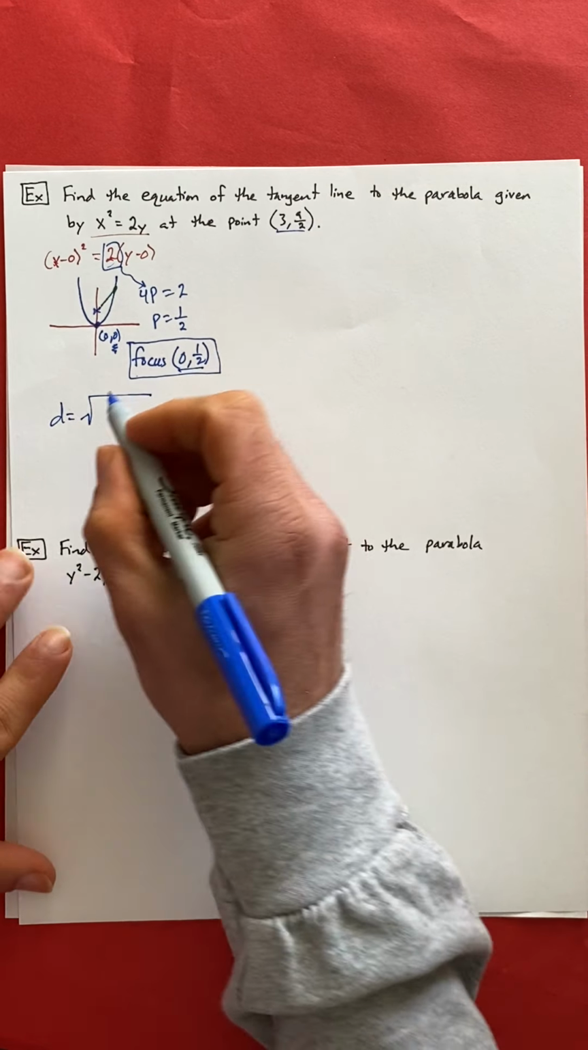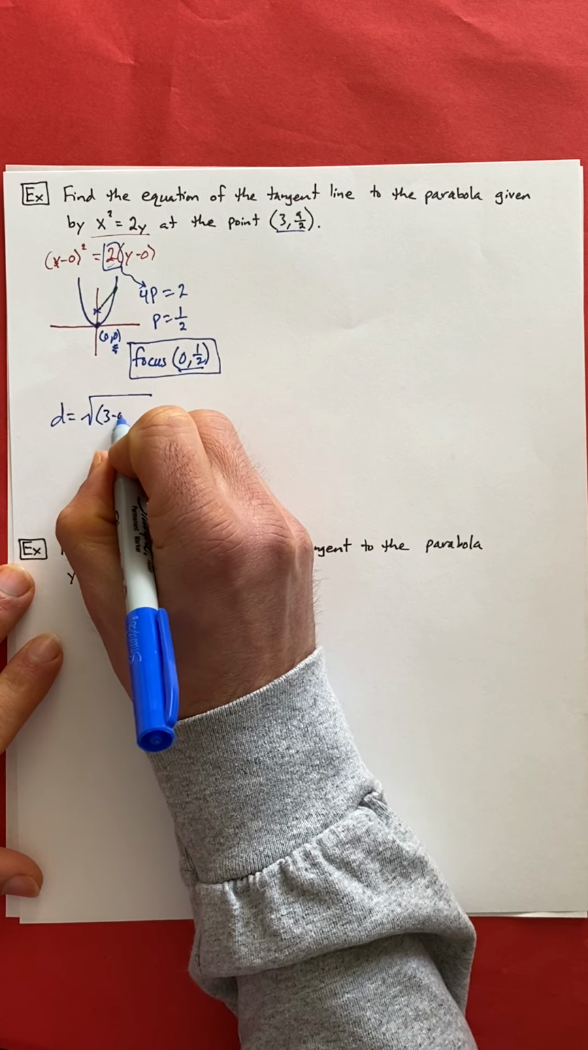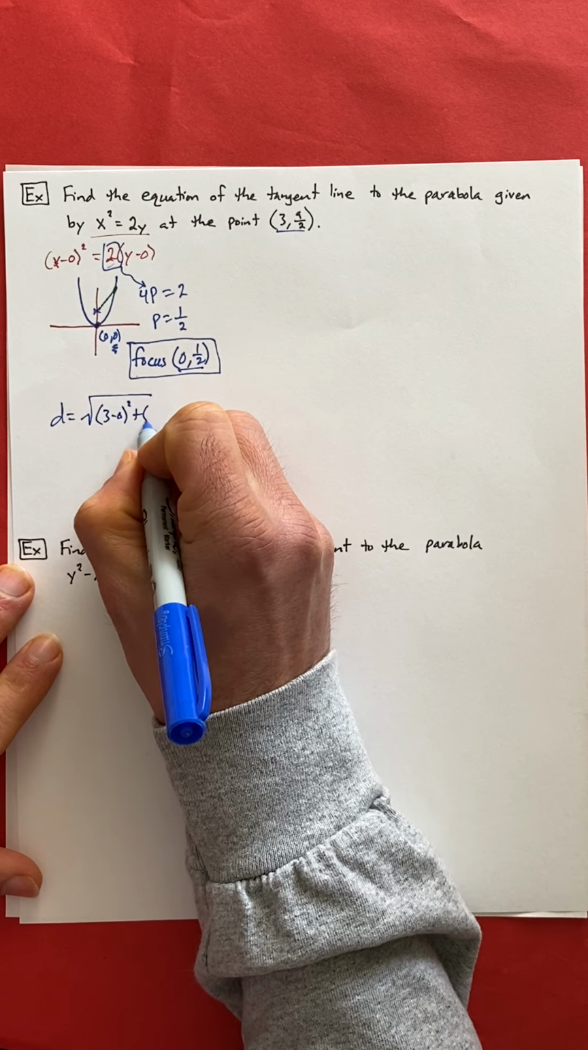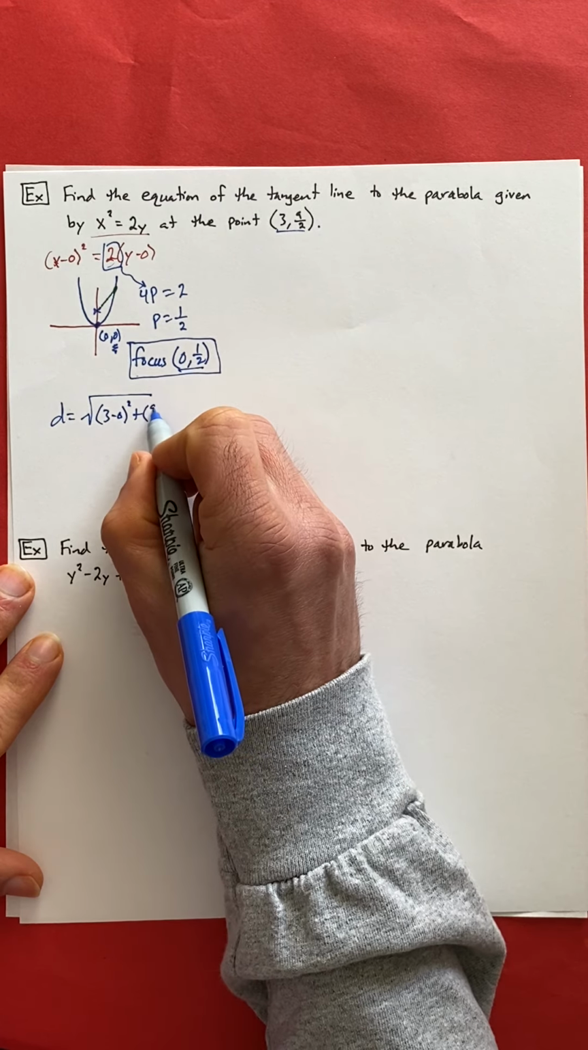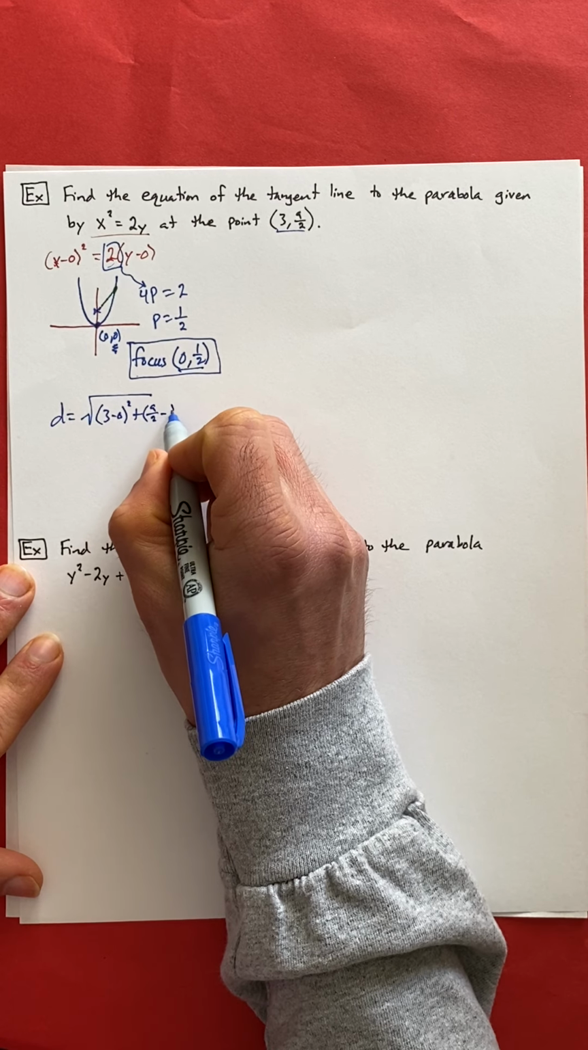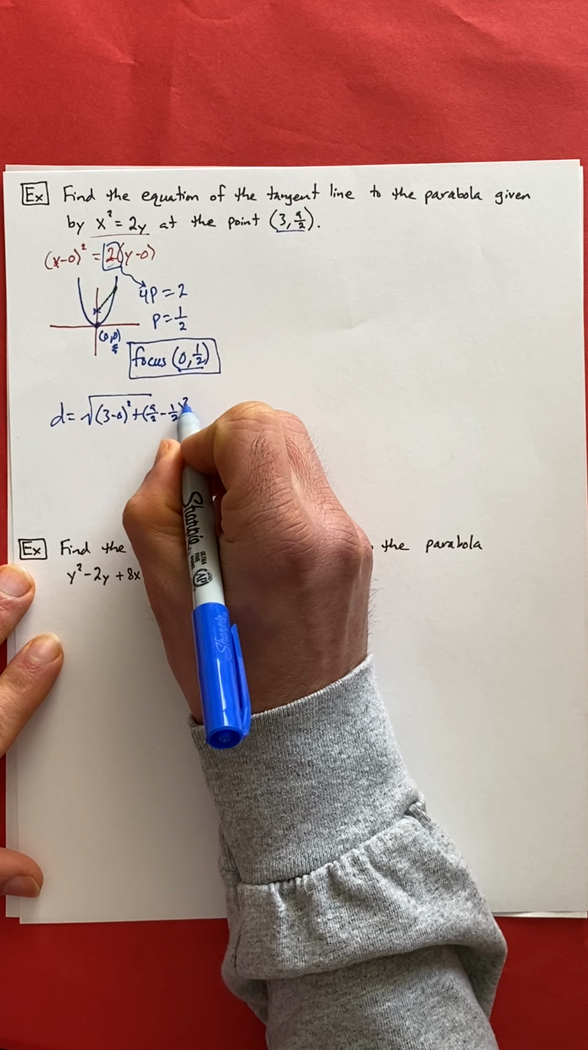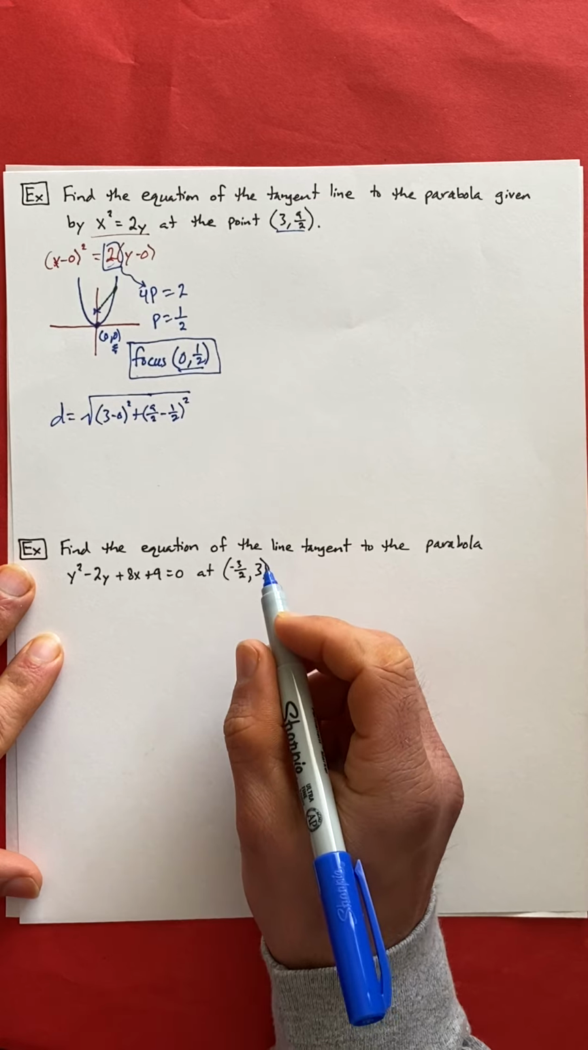It's the difference in the x values. So either 3 minus 0 or 0 minus 3, squared, plus the difference in the y values. You can now see where that fraction actually is to our benefit. Let's say 9/2 minus 1/2, or you can do it the other way around. Doesn't matter because we're squaring it.